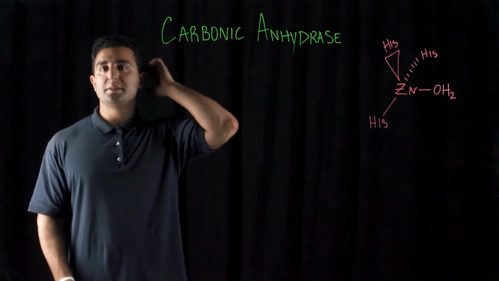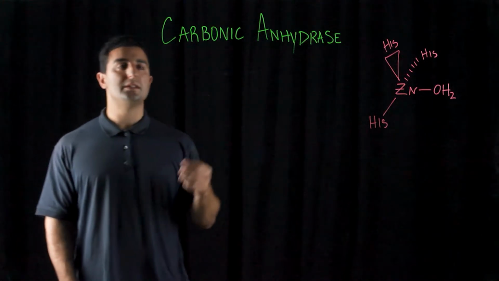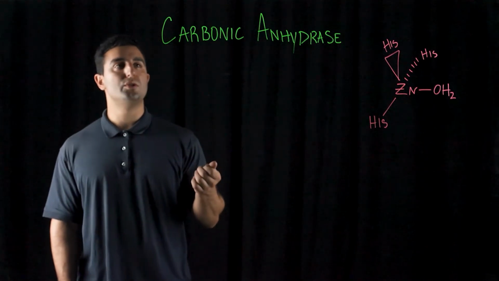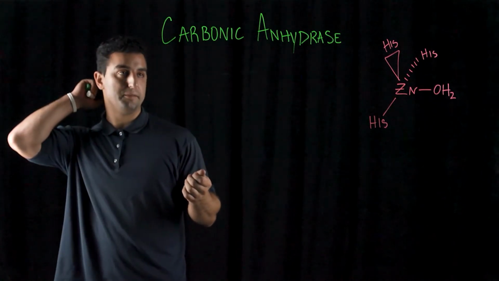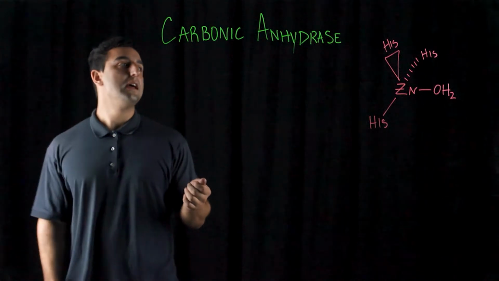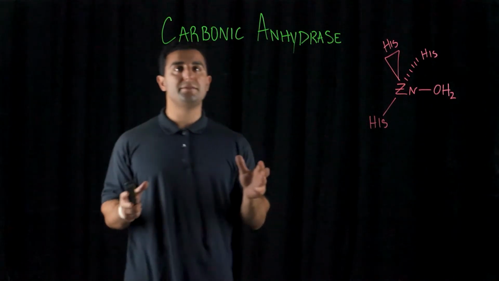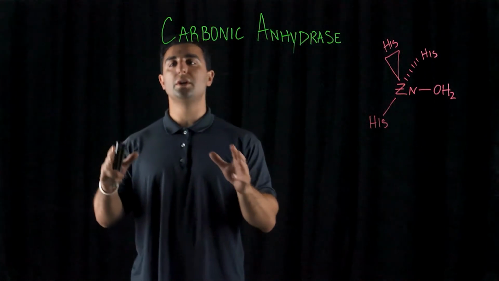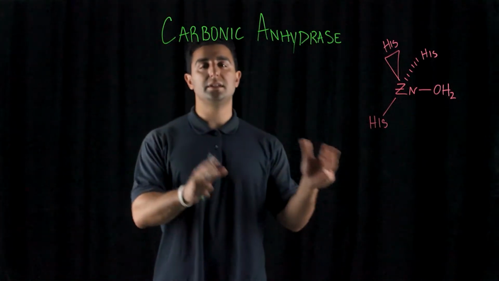There are three different types: alpha, beta, and gamma subunits. In animals, the majority of carbonic anhydrase is in the alpha configuration. Its main function is the conversion of carbon dioxide into bicarbonate.